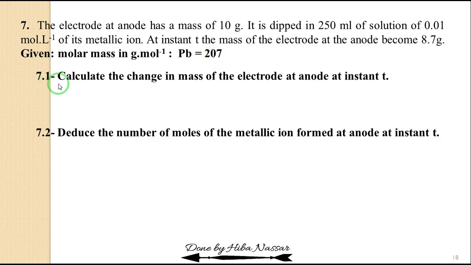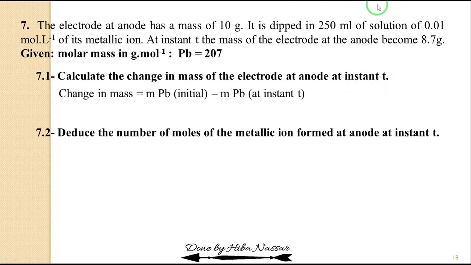Now 7.1: calculate the change in mass of the electrode at the anode at instant t. So here we can say that the change in mass is equal to the initial mass of lead minus the mass left at instant t. So we have 10 gram minus 8.7 gram. So the change in mass is equal to 1.3 gram.